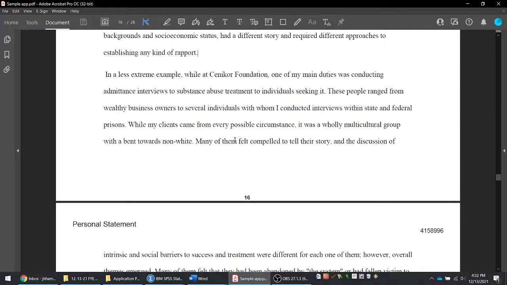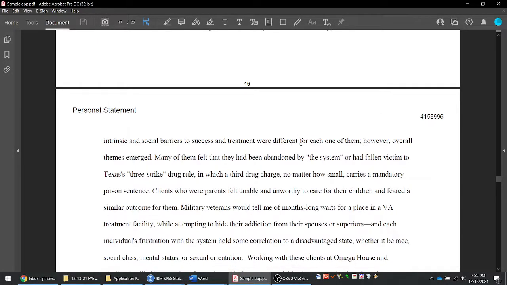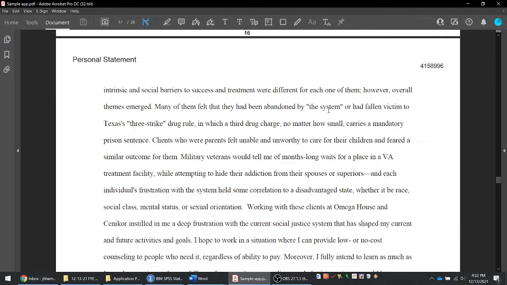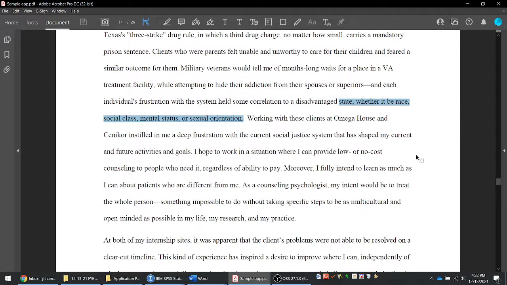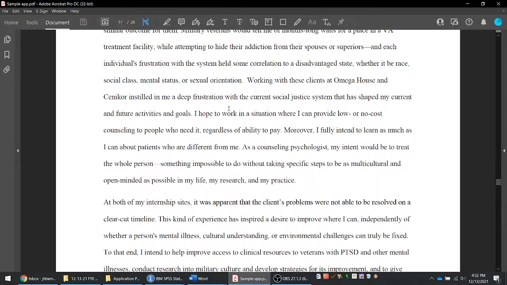Bent towards them. Why many of them felt compelled in the discussion? Overall, many of them felt they were banned by the system. Tell me, so identifying this problem. Okay, relative. So talking about systems of oppression, mentioning identity, which again, in counseling psych, we do want to see. The person centering this is a part of the discussion. Deep frustration with the current social justice system, right? So naming inequities and tying it to personal goals.